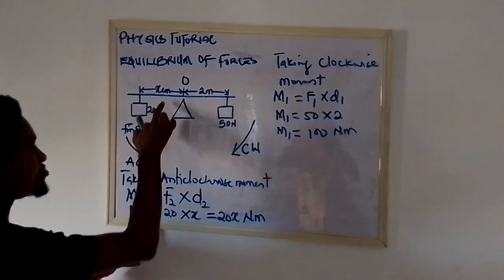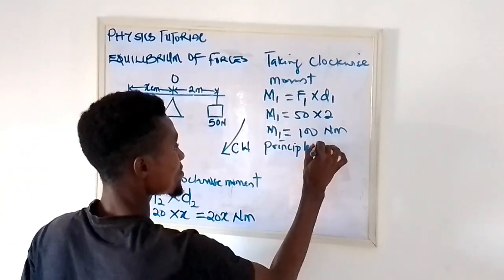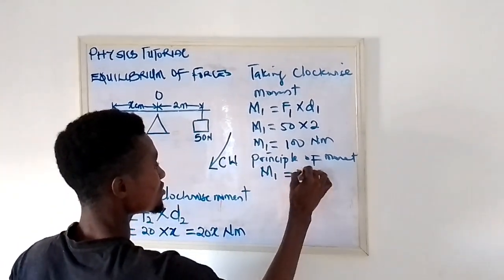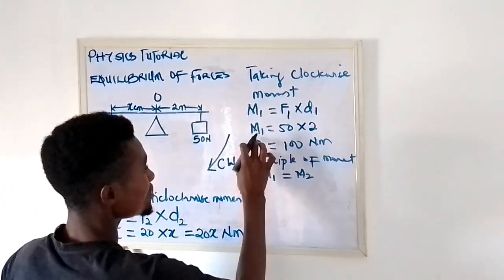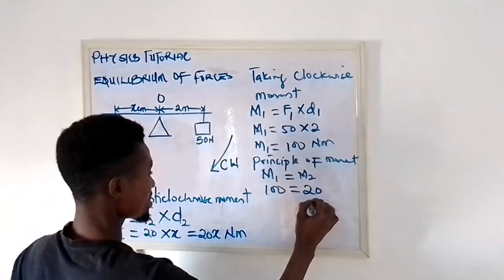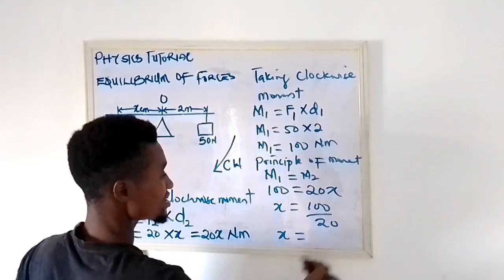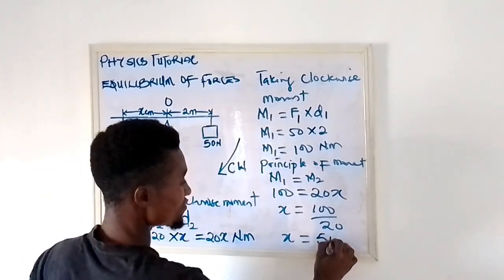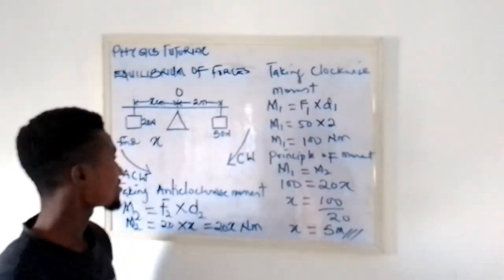Now, for us to be able to get this distance, by principle of moment, M1 must be equal to M2. So we now substitute straight and have all the values. M1 is 100. Then M2 is 20x. So x now becomes 100 divided by 20, and 100 divided by 20 gives us 5 meters. So this is the answer that we are having from this diagram. Thank you.